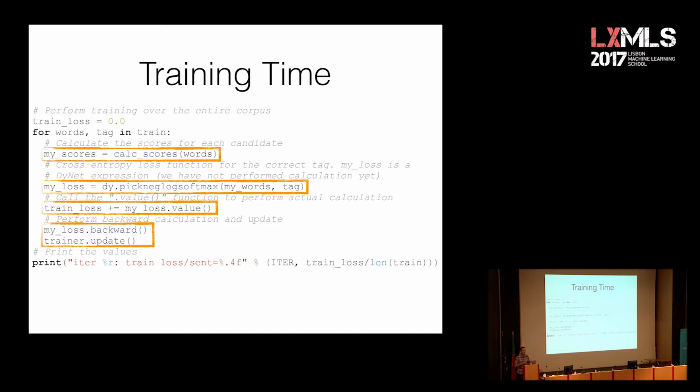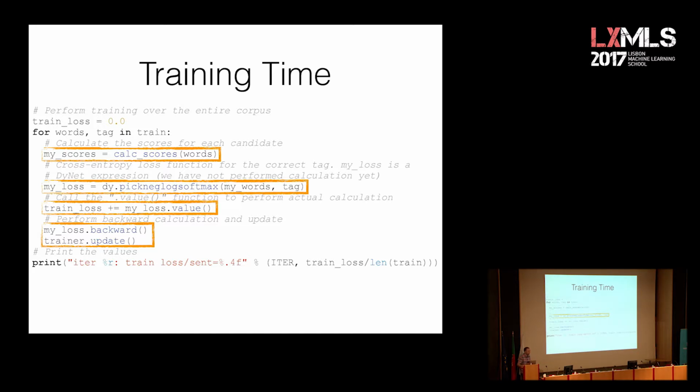And then with scores, we'll want to do one of two things. The first thing that we'll want to do is train our model. The second thing that we'll want to do is test our model and actually make predictions. So for training, for every set of words and a tag in our training corpus, we calculate the scores using the function that we previously defined. Then based on this, we calculate our loss function.